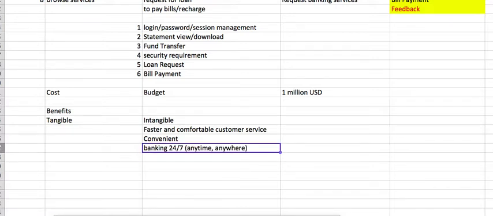What else? That's intangible. How about tangible? How about tangible? I got that: less customer footfall. What happens if 50% of customers reduce their visits? I mean, 50 customer footfall has reduced. So what does that mean?